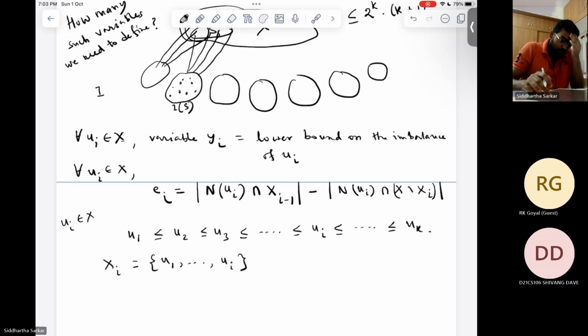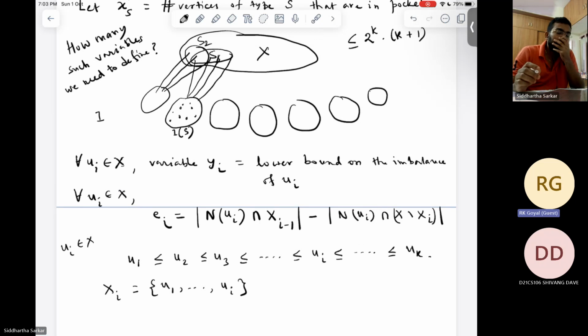But they need not be neighbors among themselves. It is not necessary that U1 and U3 are neighbors. We are not claiming anything about the neighborhood relationship among the vertices of the vertex cover. What is the first constraint we are going to write?